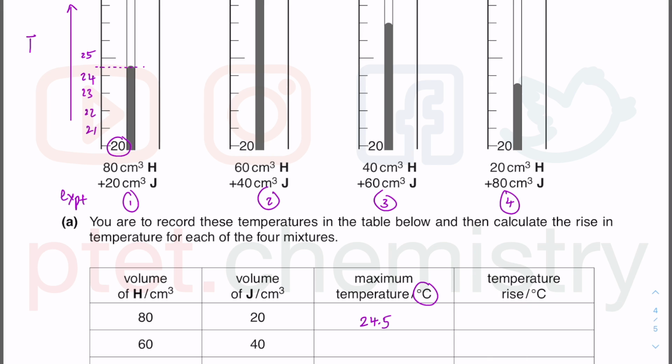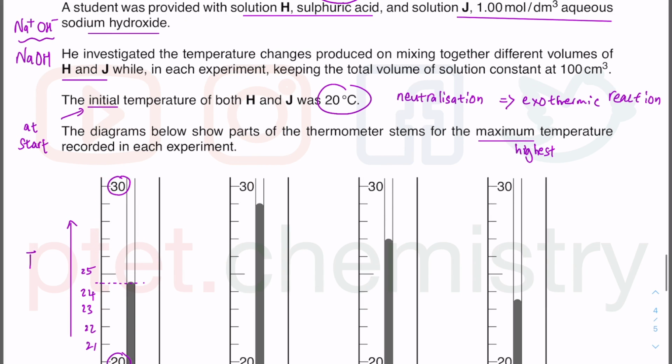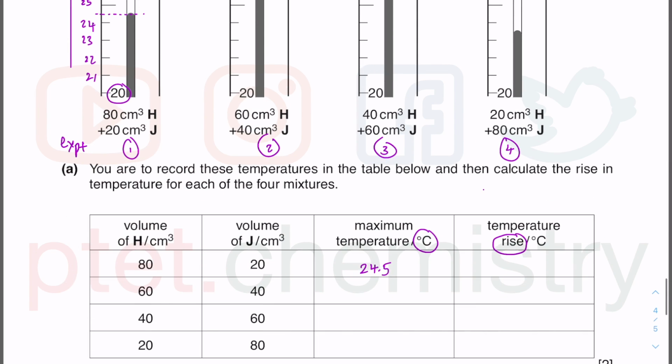What is the temperature rise? How much has the temperature increased? This is the highest temperature it reads to. What is your initial temperature? Well, you have to read the question. Initial temperature for both of them was 20 degrees Celsius. This is your final or your maximum temperature. So your delta T is your final minus your initial temperature. So 24.5 minus 20 degrees Celsius. On my calculator, I get 4.5 degrees Celsius there.